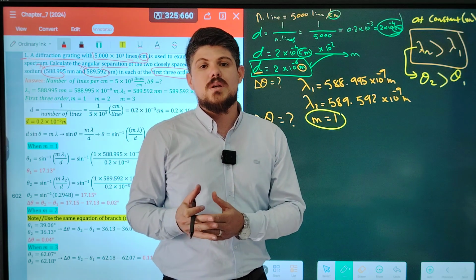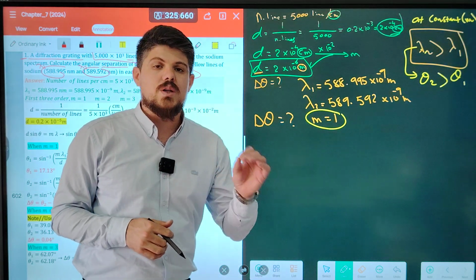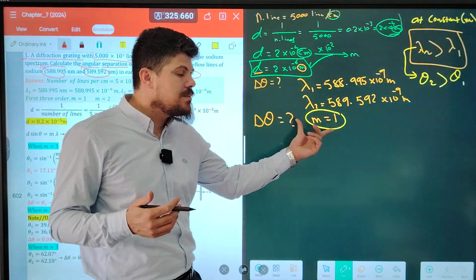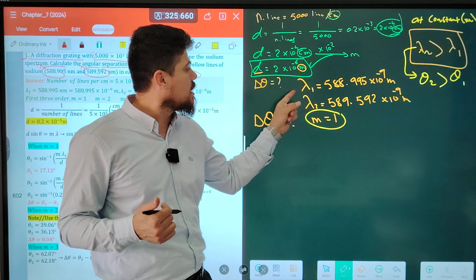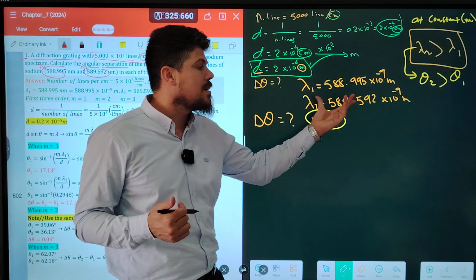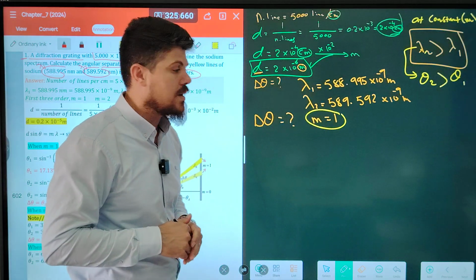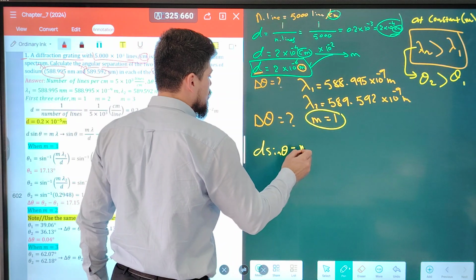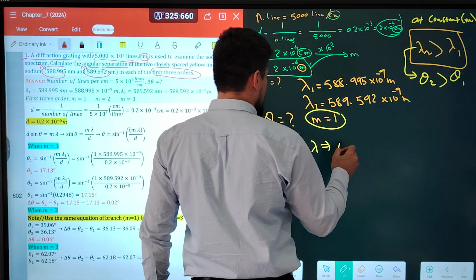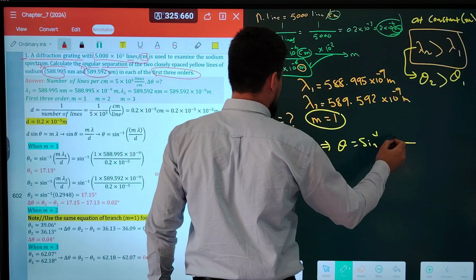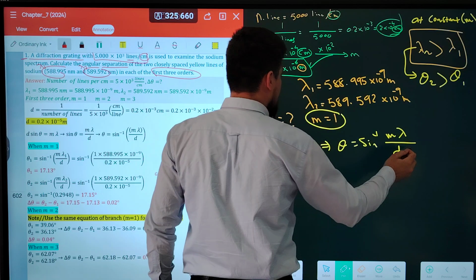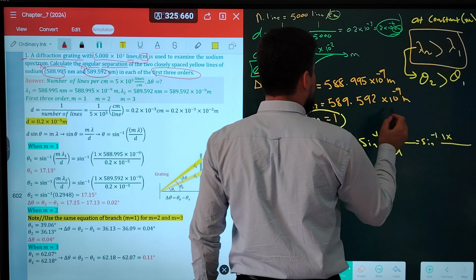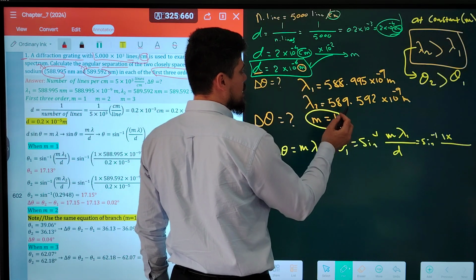The wavelength and the angle of diffraction are directly proportional, but when m is constant, at the same order number, for m equal to 1, which one has more angle, lambda 1 or lambda 2? Absolutely lambda 2, because it has more wavelength. When m is equal to 1, d sine theta is equal to m lambda. So theta is equal to sine inverse of m lambda over d. For m equal to 1, we have to use lambda 1 to determine theta 1.